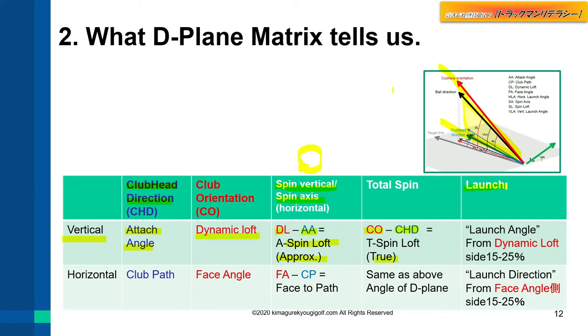The launch direction, in Trackman terminology, the vertical launch direction is called launch angle. In contrast, the horizontal launch angle is called merely launch direction. And face angle has a priority for both. Launch angle is 15 to 25% from dynamic loft side.